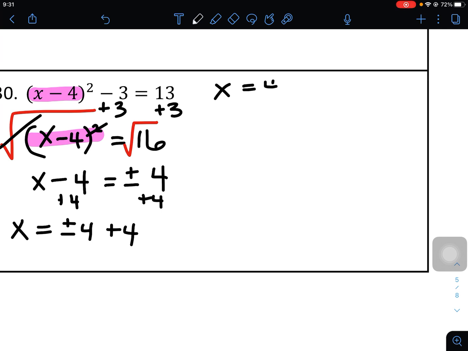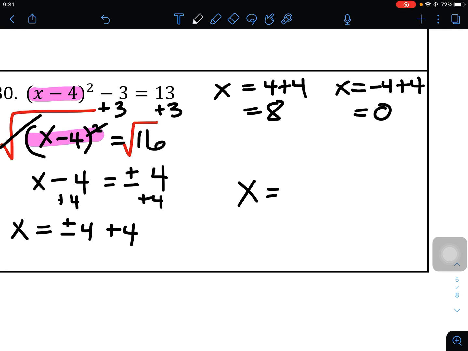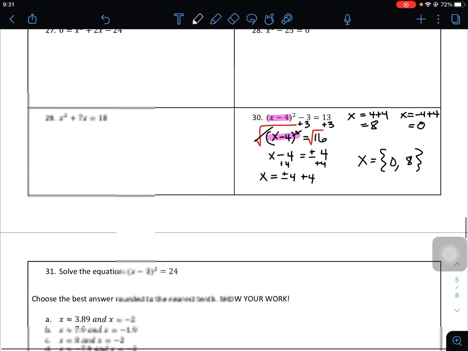X equals positive 4 plus 4, and x equals -4 plus 4. So my solutions are 8 and 0. So for this particular equation, x equals 0 and 8. I just like to put them in order.